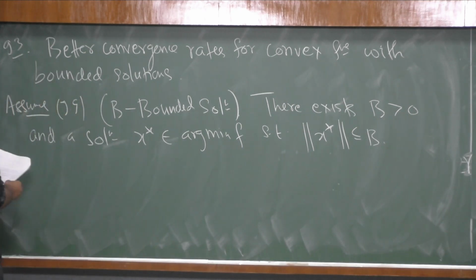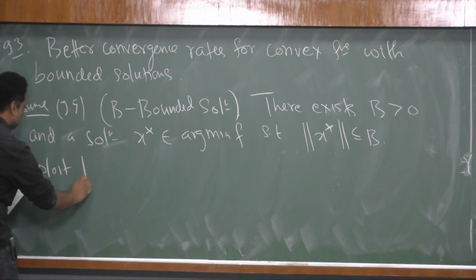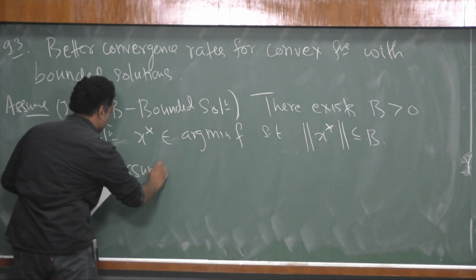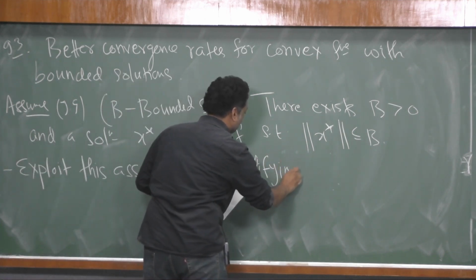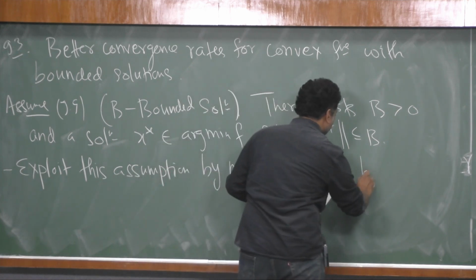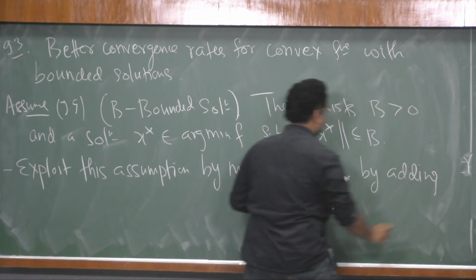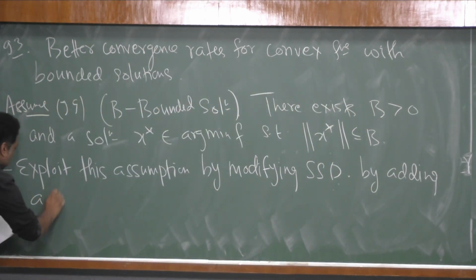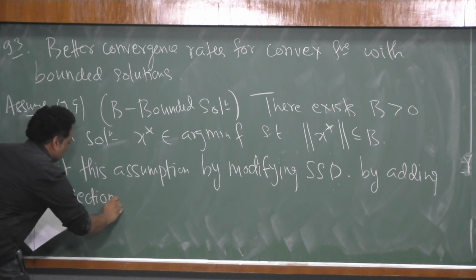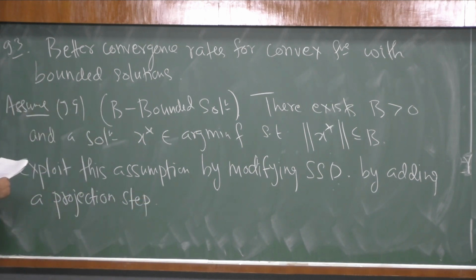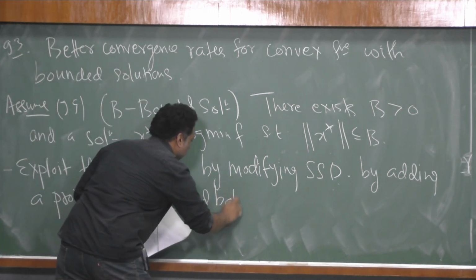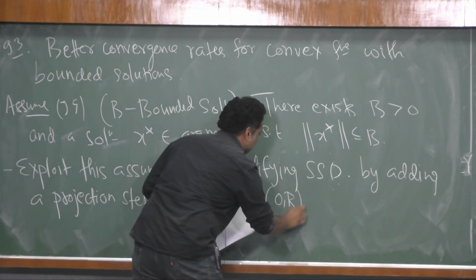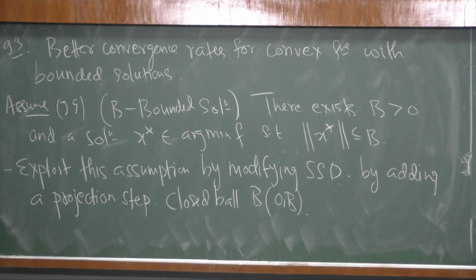Okay, so then hence we will define a projection. So exploit this by modifying the SGD by adding a projection step. Okay, that's what we are supposed to do, because solutions are supposed to be bounded, adding a projection step on the closed ball B(0, b), with center 0 and radius b.